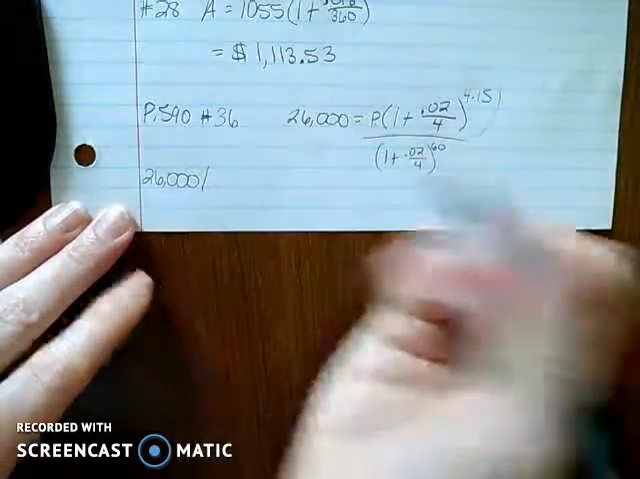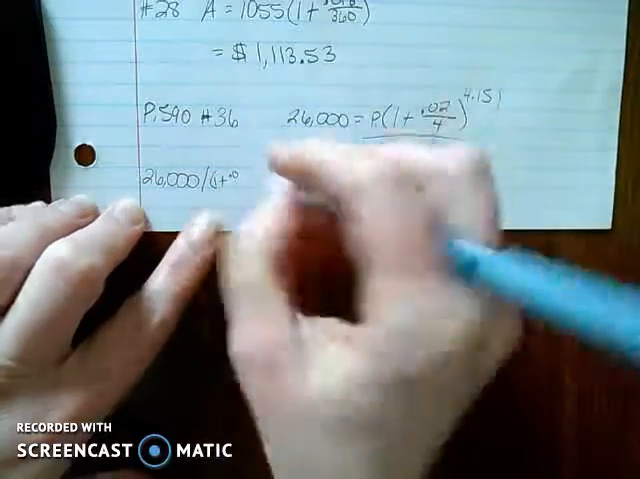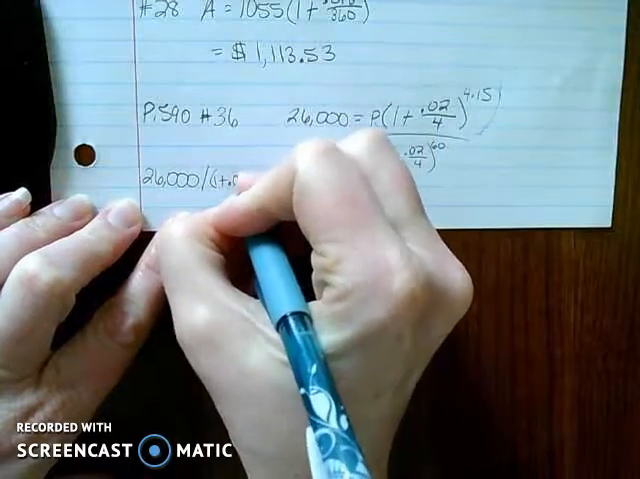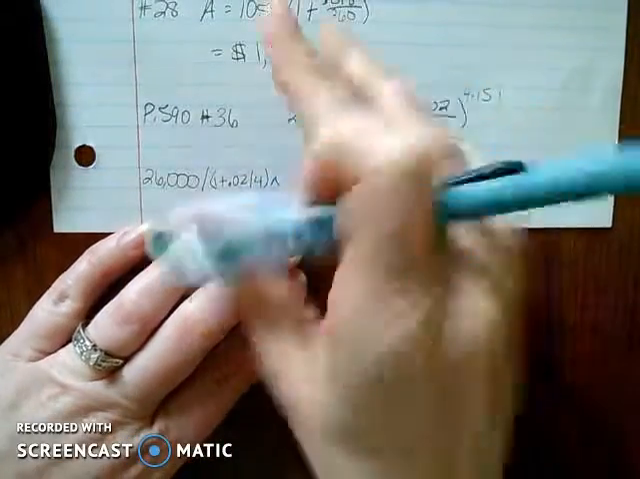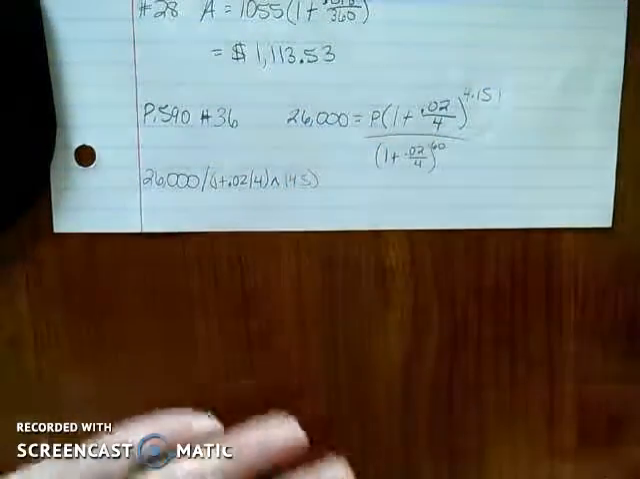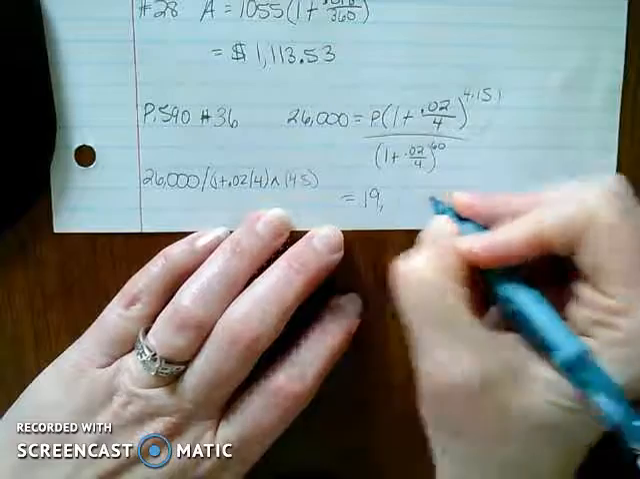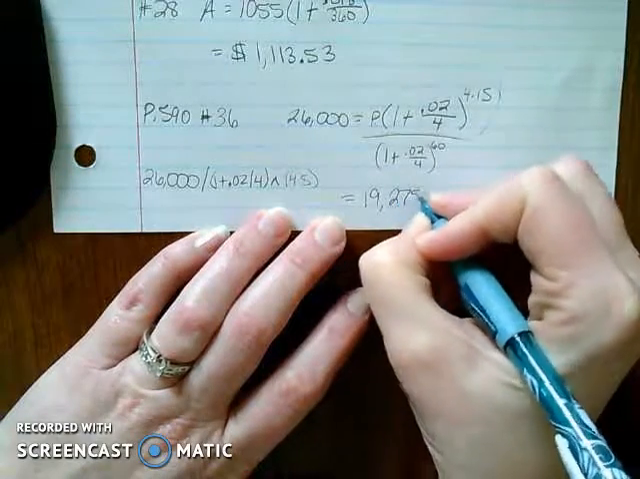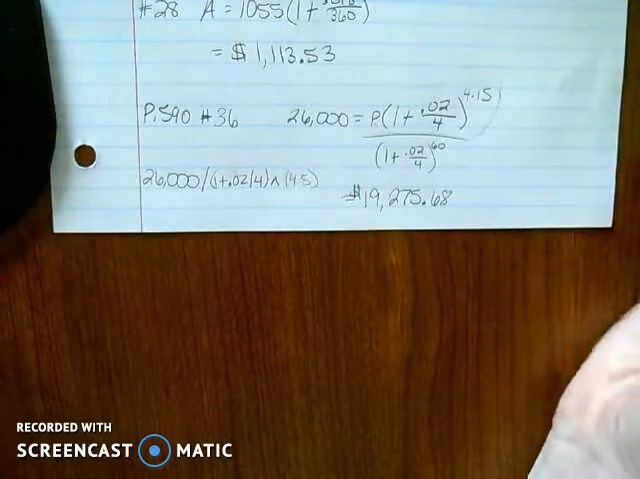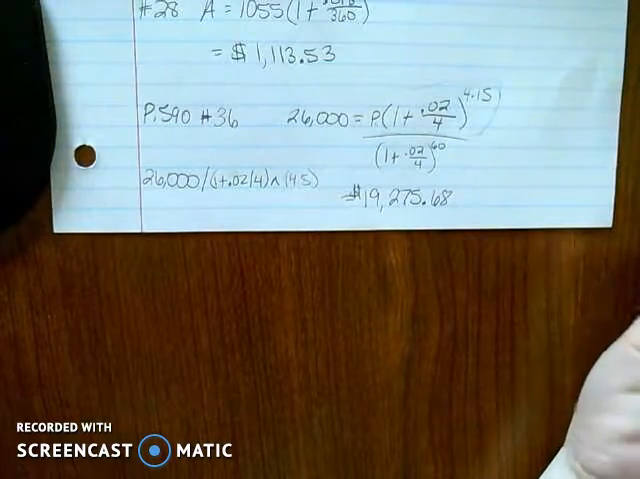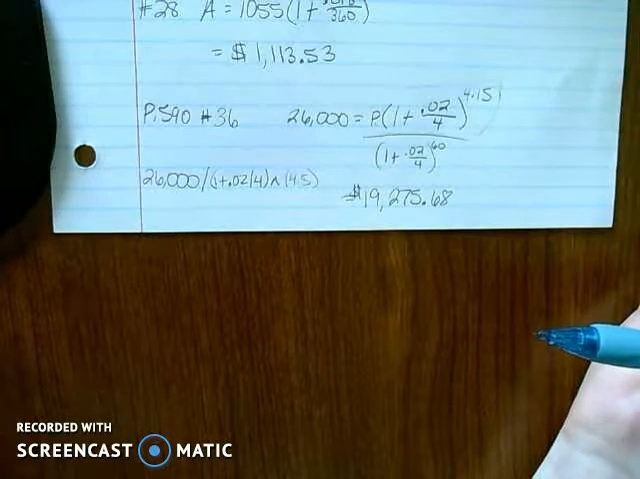26,000 divided by, my calculator does divided by like that, parenthesis 1 plus 0.02 over 4 to the 60th. Again, if you leave it as 4 times 15, that's fine. Just put parentheses like this. Okay, and you should end up with $19,275.68. Okay, so obviously whenever they ask you how much do you need to deposit or something like that, your answer better be lower than the amount that they give you.